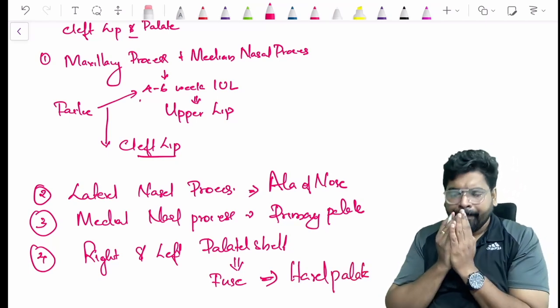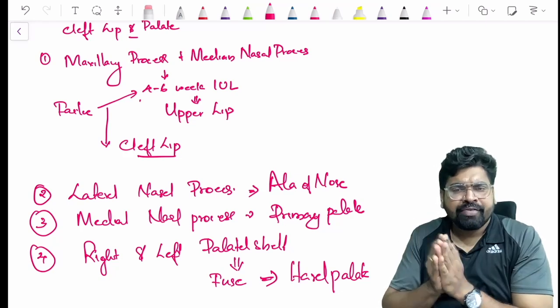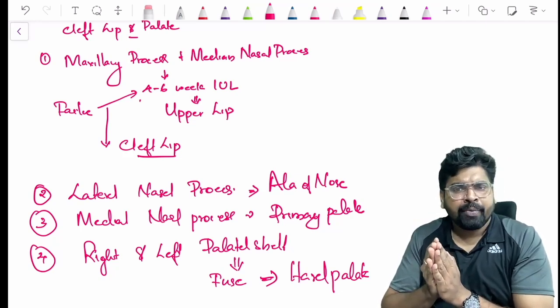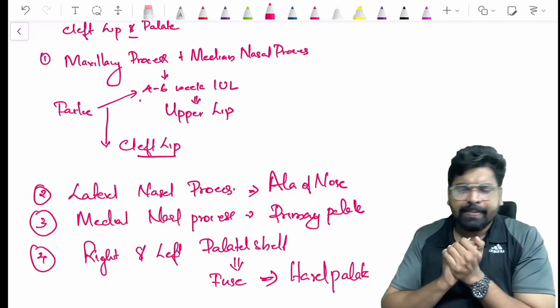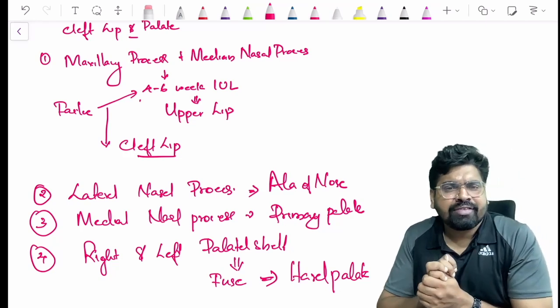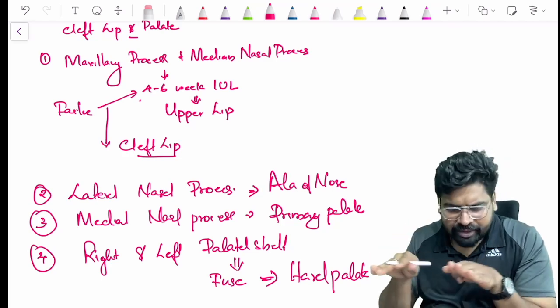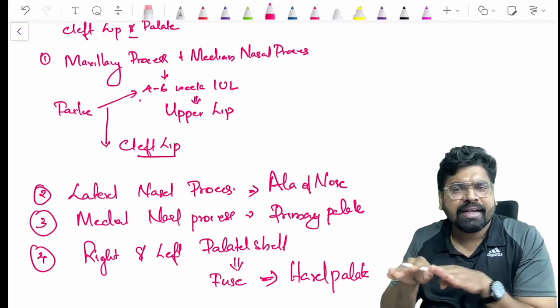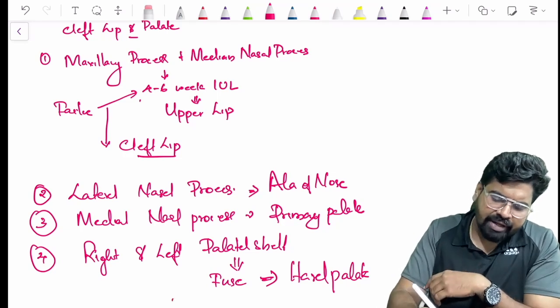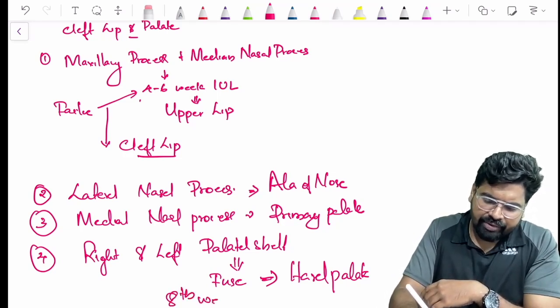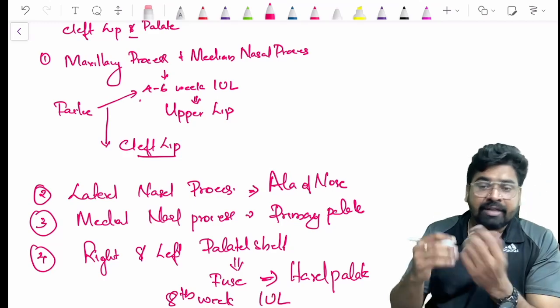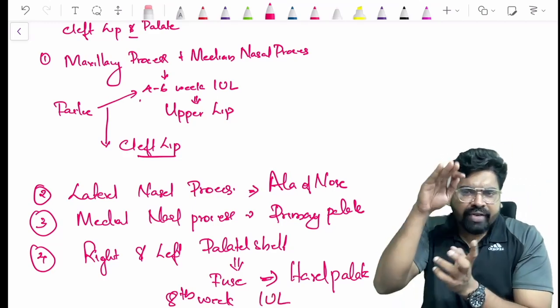Your hard palate. Okay, and they will fuse together and form the hard palate. In the front they will fuse with your frontonasal process, and at the back they will fuse with the right and left hard palate, and they will completely form the hard palate. This happens in the 8th week of intrauterine life.